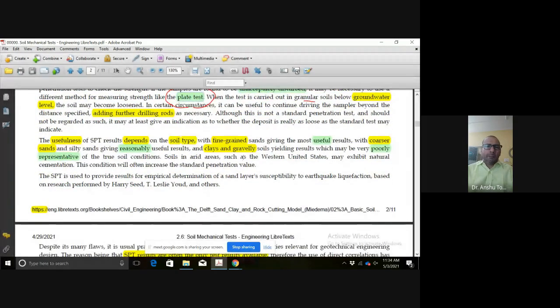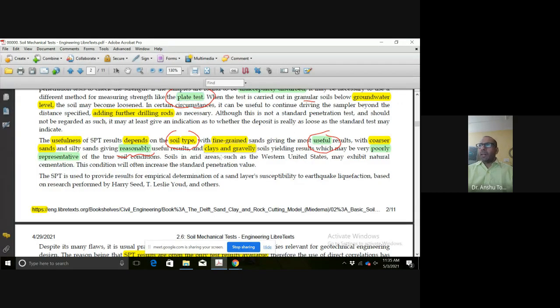But still, it will give you an idea of the results. It depends upon the soil type, with fine grained sands giving the most useful results. So if it is asked for which soil types the SPT gives the best results, you can say it is the fine grained sands. With coarser sands and silty sands, it gives reasonable results. So it is coming down.